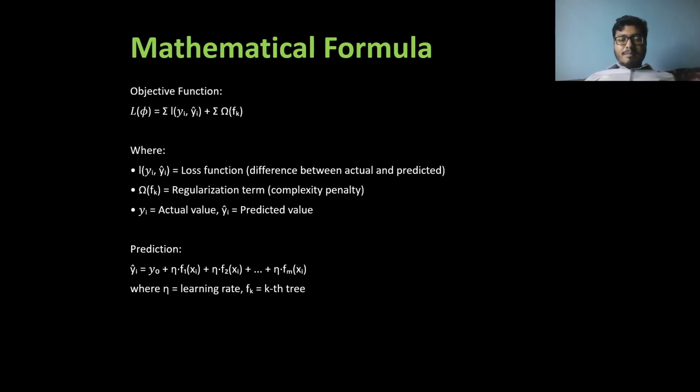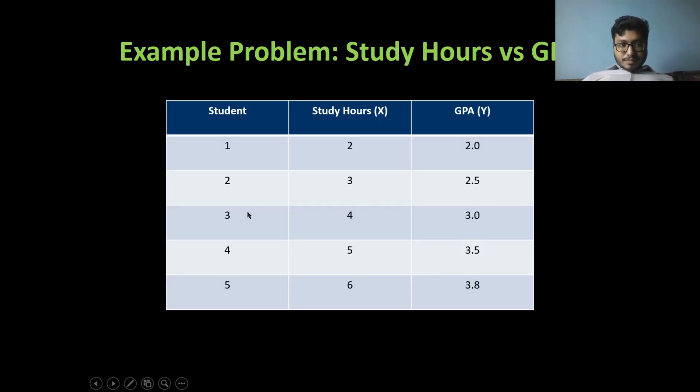So here is the mathematical formula of XGBoost. We can define the XGBoost objective function L as the summation of l(y_i, ŷ_i) plus the summation of Ω(f_k), the regularization term. Here l(y_i, ŷ_i) defines the loss function, and the others provide the regularization values. Then we will understand it by an example.